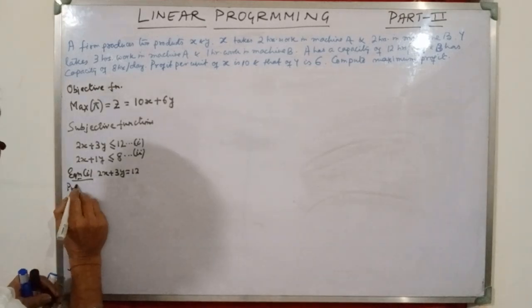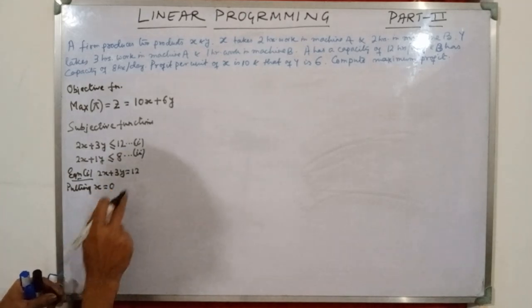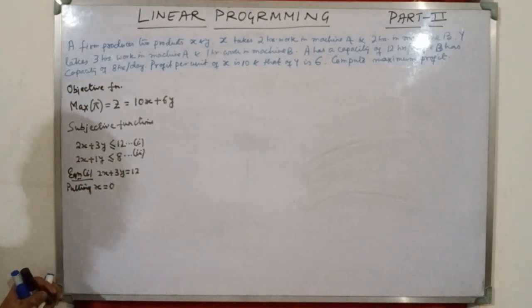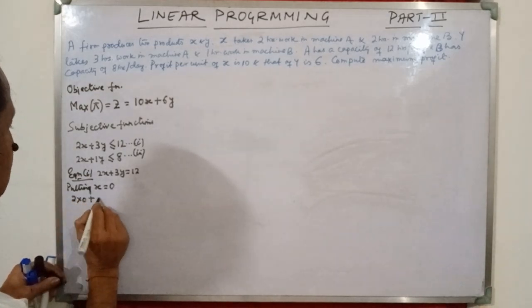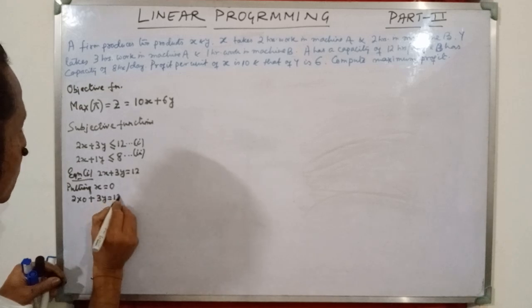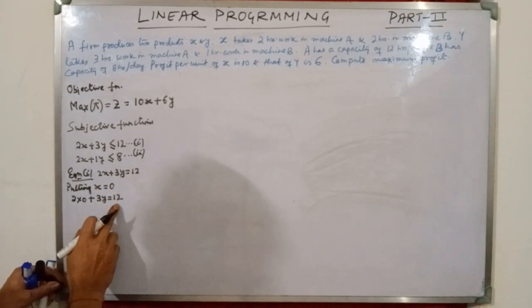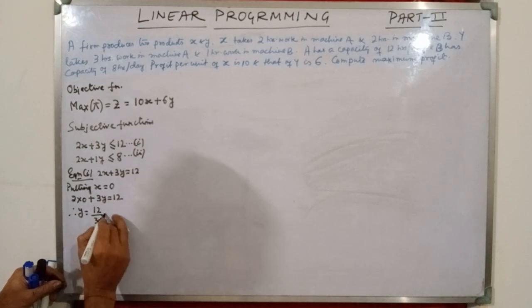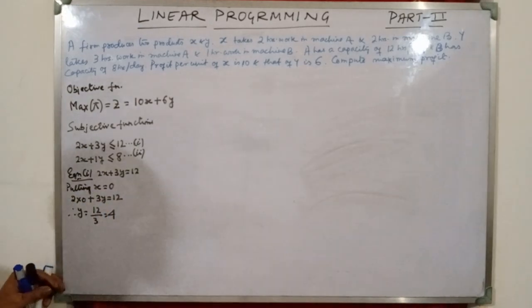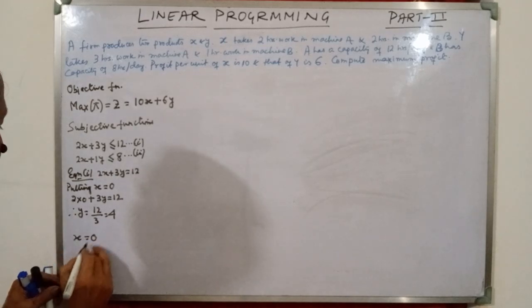Now putting x equals 0 in this equation, what we get? 2 into 0 plus 3y is equal to 12. 2 into 0 is 0, so 3y equals 12. Therefore, y equals 12 by 3, that is 4. So we get one set of values, that is x is equal to 0, y equals 4.